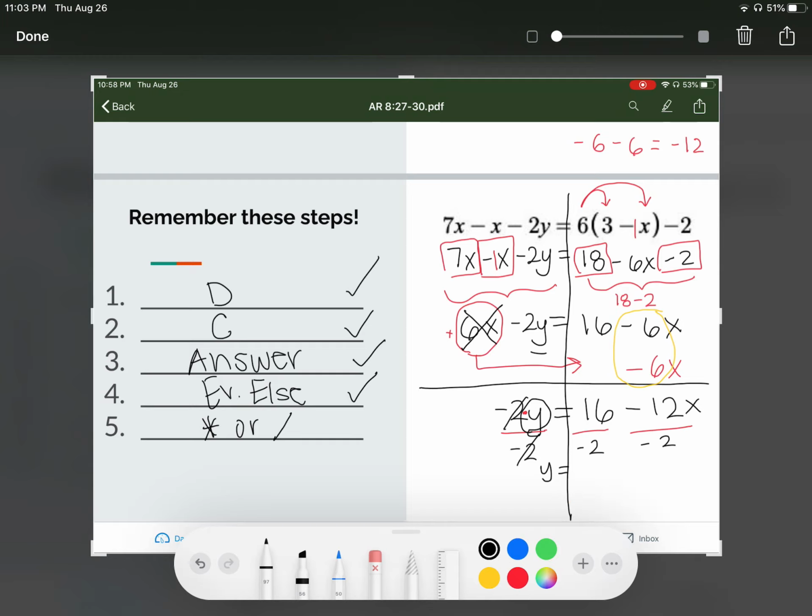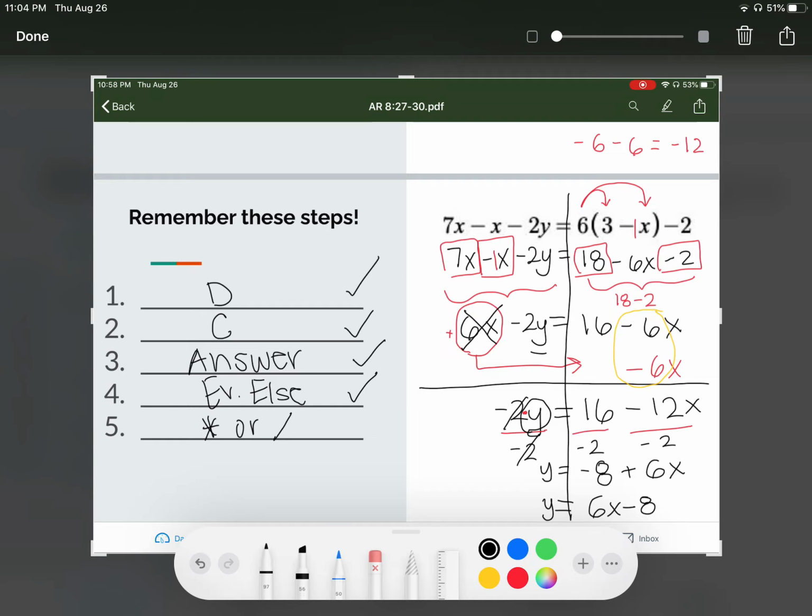16 divided by negative 2. So that's a positive divided by a negative. That's going to be a negative. 16 divided by 2 is 8. Then we have negative 12 divided by negative 2. That's a negative divided by a negative. That's a positive. 12 divided by 2 is 6, and the x stays with it. The only thing that we have to do on this problem is make sure that we write our x in the front. So this plus 6x needs to go first, and the minus 8 is going to go last.